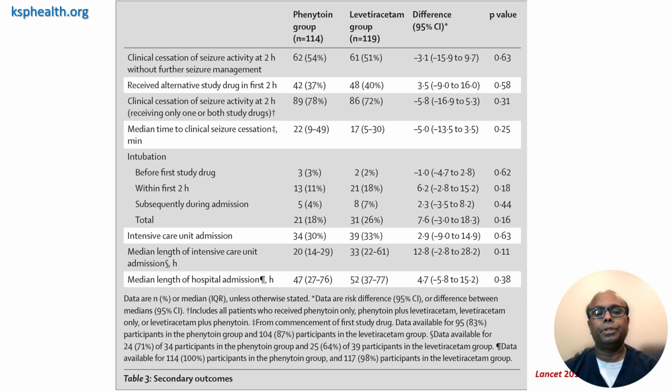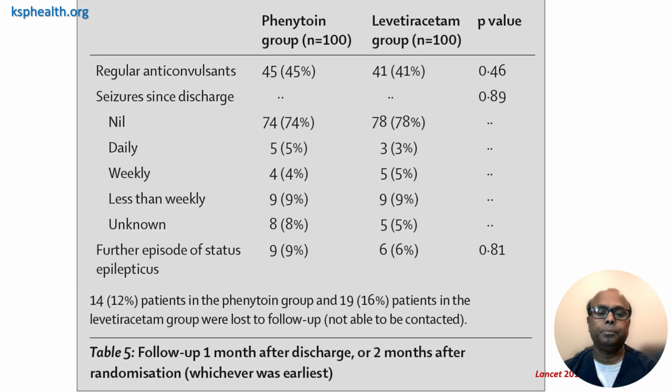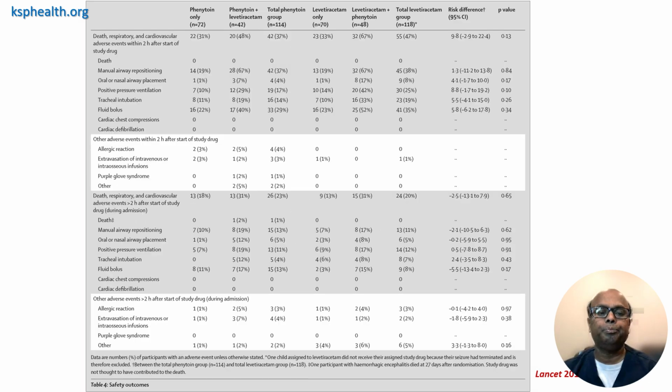Another endpoint at 2 hours was done in both the groups, whether the seizures stopped at 2 hours. Again, there was no difference. And also they evaluated intensive care unit admission, length of hospitalization in ICU, and median length of total hospital admission. Again, there were no difference between these two groups. Follow-up was done 1 month and 2 months after discharge. Again, there were no difference between these two groups.